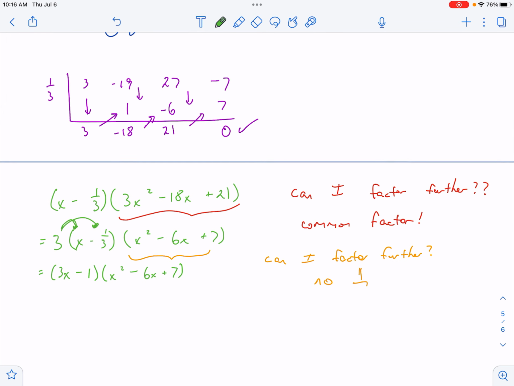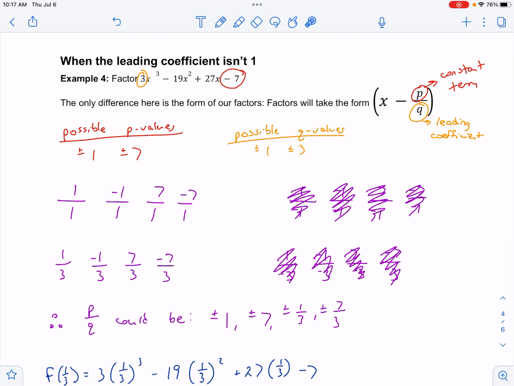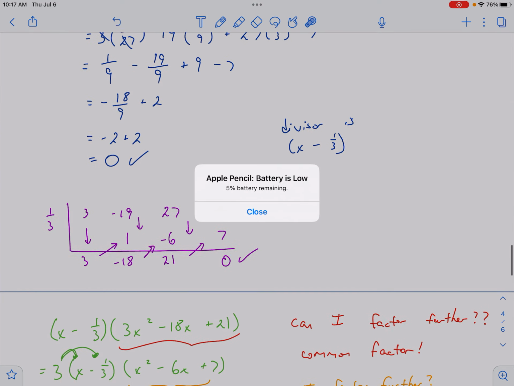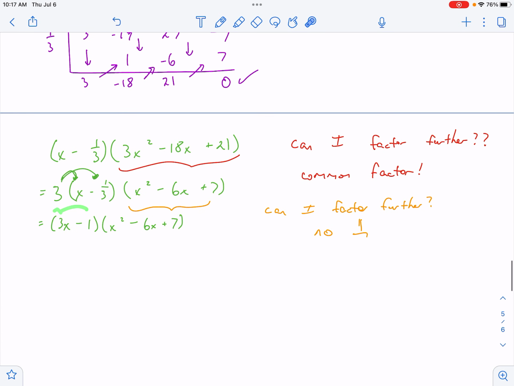Okay, and I believe I'm correct in saying that anytime you're dealing with a question like this, or I should just say keep an eye out when you've got a question where the leading coefficient isn't 1, because you might be able to do that at the end to bring a number in and clean things up. Okay, so I'll just write a concluding statement there. I'm just going to say the fully factored form is 3x minus 1 times x squared minus 6x plus 7.